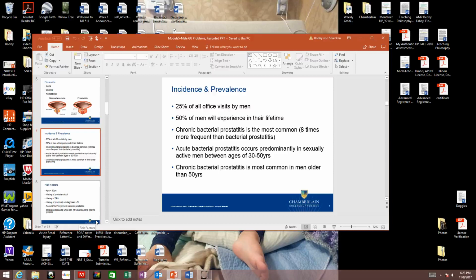Prostatitis accounts for about 25% of all office visits by men, and over 50% of men will experience prostatitis during their lifetime. Chronic non-bacterial prostatitis is the most common. In fact, it is 8 times more frequent than bacterial prostatitis. Acute bacterial prostatitis occurs predominantly in sexually active men between the ages of 30 and 50 years old, whereas chronic bacterial prostatitis is most common in men older than 50.